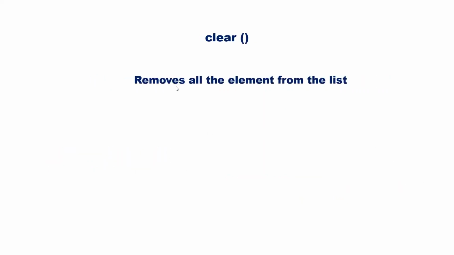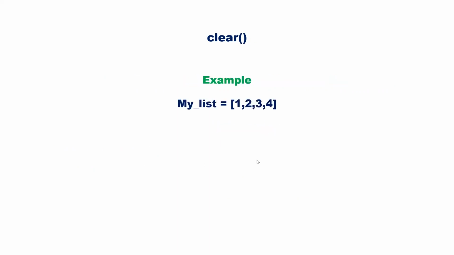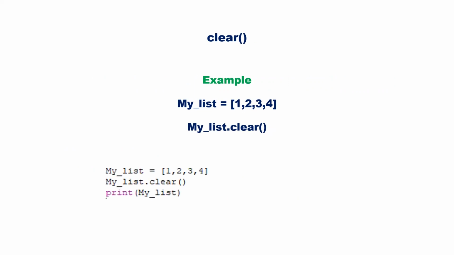The clear function removes all the elements from the list. The syntax is list.clear(). For example, if I write my_list.clear(), all the elements in the list will be removed and the list will become an empty list. So after the clear operation, when you print my list, you will get an empty list here.